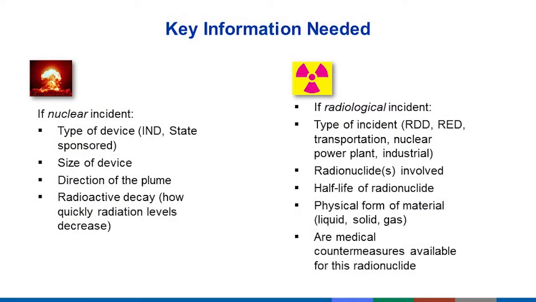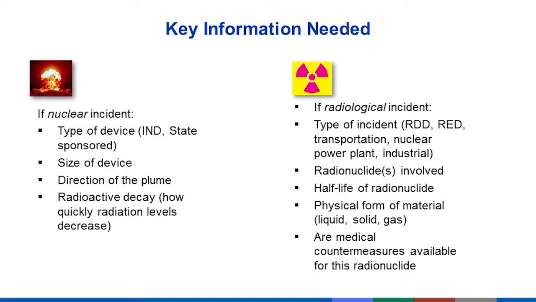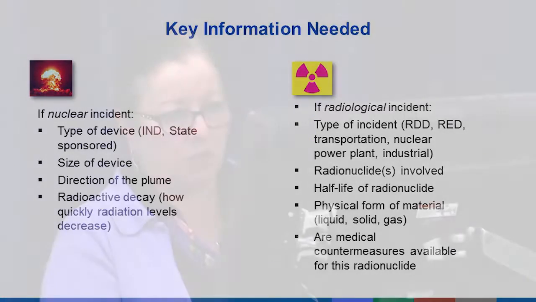As key decision makers, public health decision makers, there's a lot of information we're going to need. A distinction in the types of information we'll need if it's a nuclear versus a radiological incident I pointed out in this slide. For example, for a nuclear incident, we want to know the type of device. Is it an improvised nuclear device? Is it a state-sponsored device? How big is it? Because the size of the device will determine the damage and the consequences.